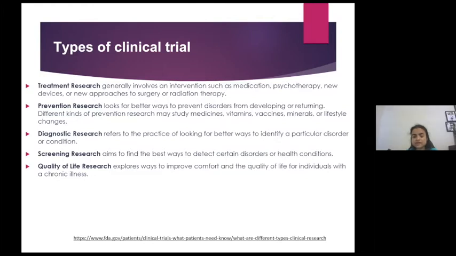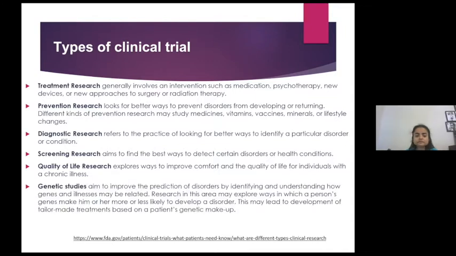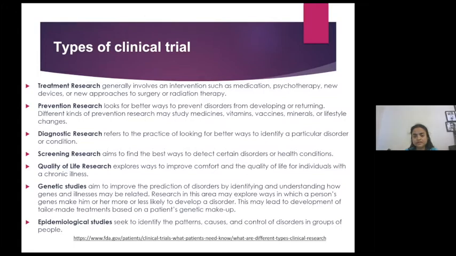Quality of life research, so it's something if you have chronic back pain, and we are always looking for methods to improve quality of life for those people. Quality of life research. And then there can be genetic studies, and this can aim to improve our ability to predict disorders by identifying how genes are directly or indirectly correlated to diseases, and if having a certain genetic marker, having certain genes make you predisposed to developing certain conditions. That's genetic studies. And finally, epidemiological studies, which we will cover in greater detail later.